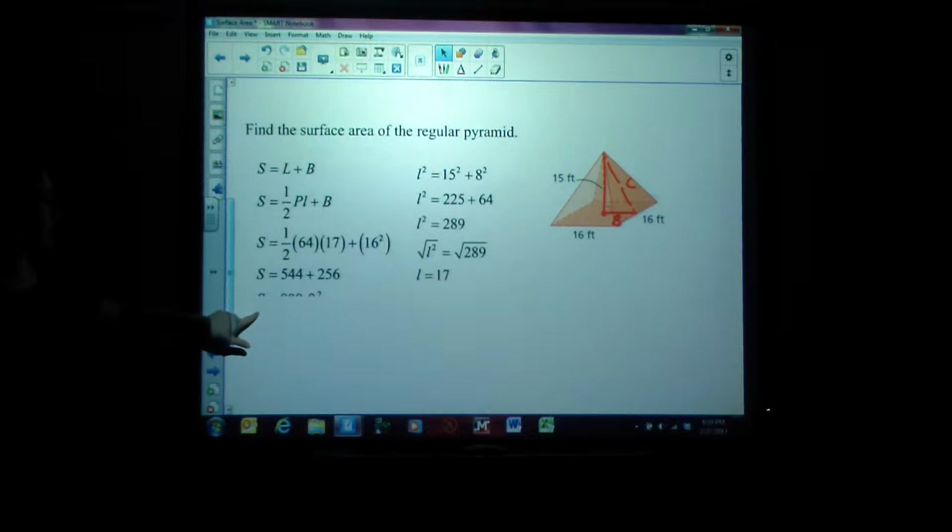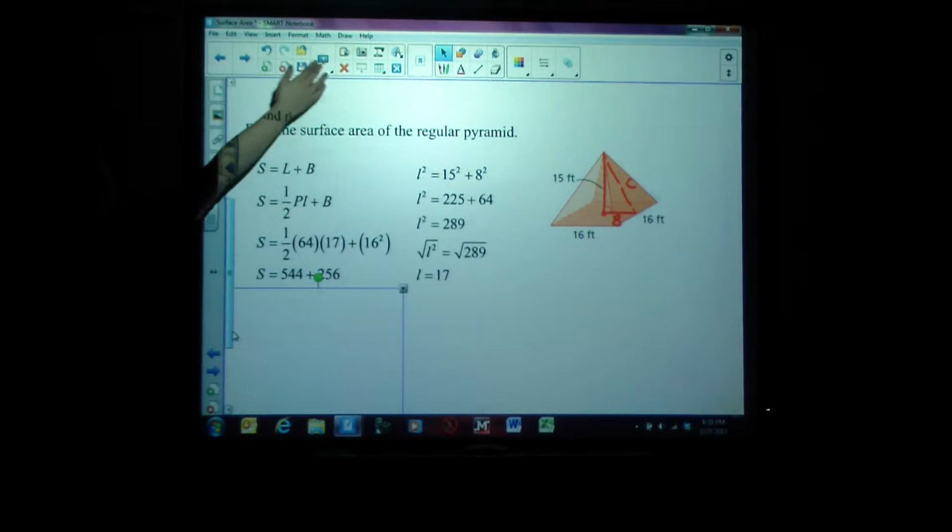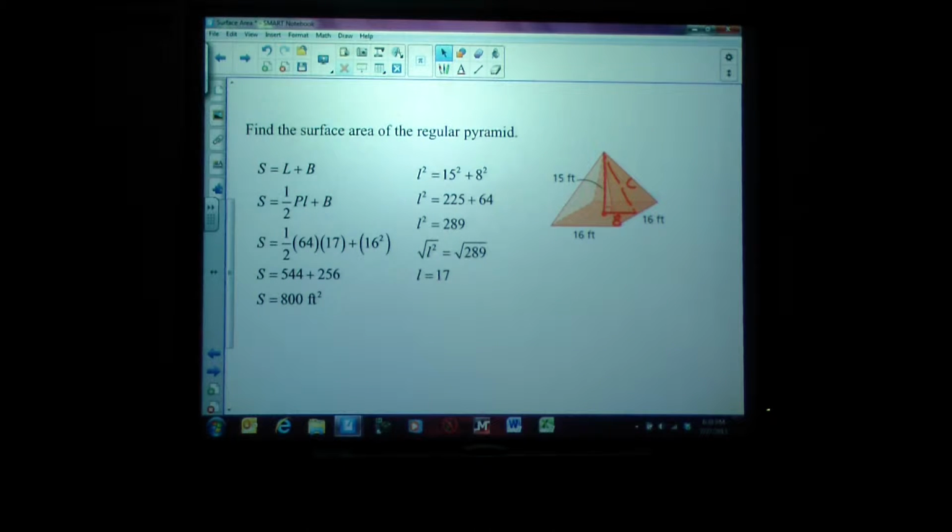Let's do a little calculations. We get 544 plus 256. And we end up with exactly 800 feet squared of surface area on that pyramid.